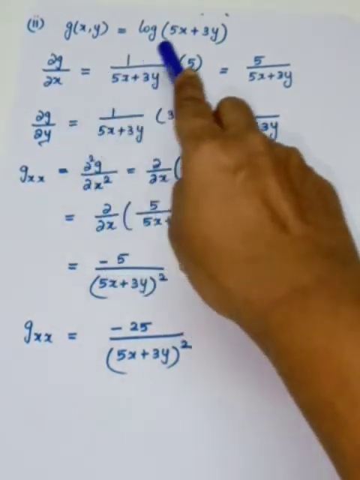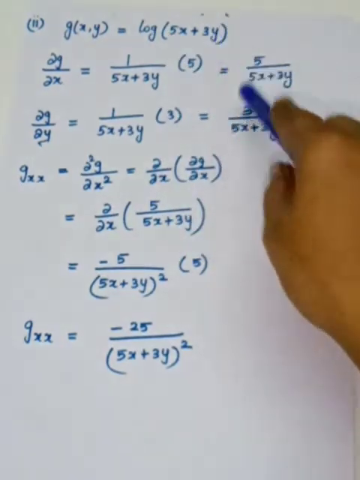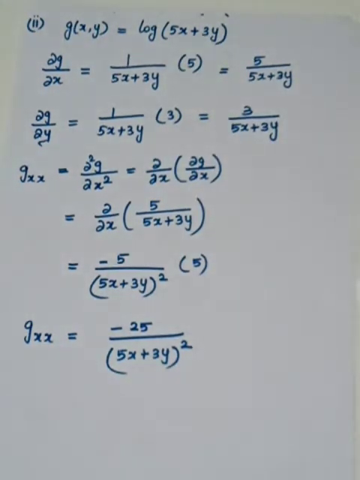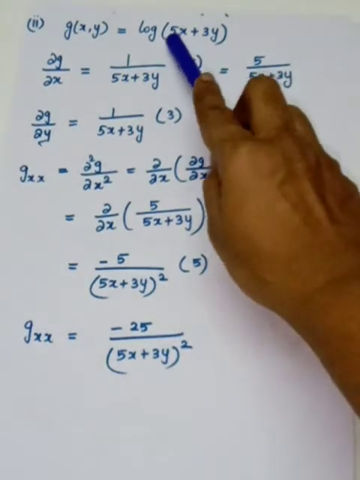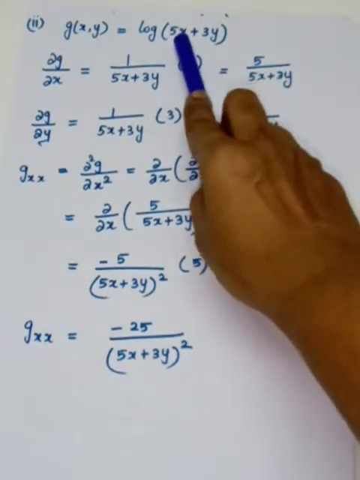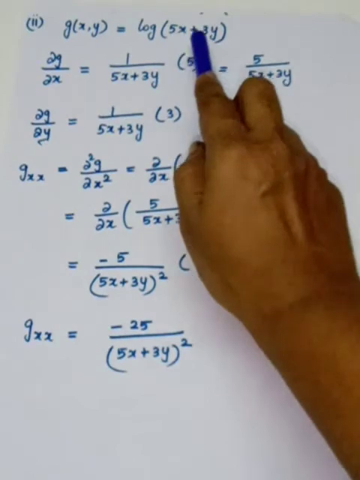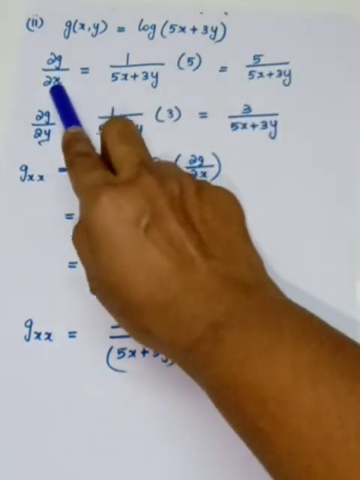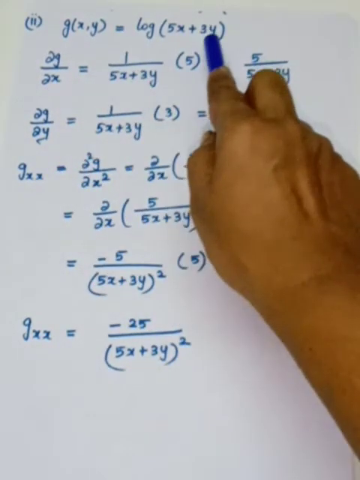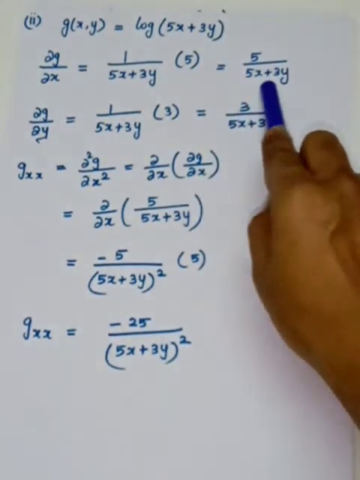Now what you have to do? Which is kept as x, that has to be differentiated partially with respect to x. So 5 is a constant. The differentiation of x with respect to x is 1. What about your 3y? When you are doing partial differentiation with respect to x, y is a constant. So therefore this will be the answer.